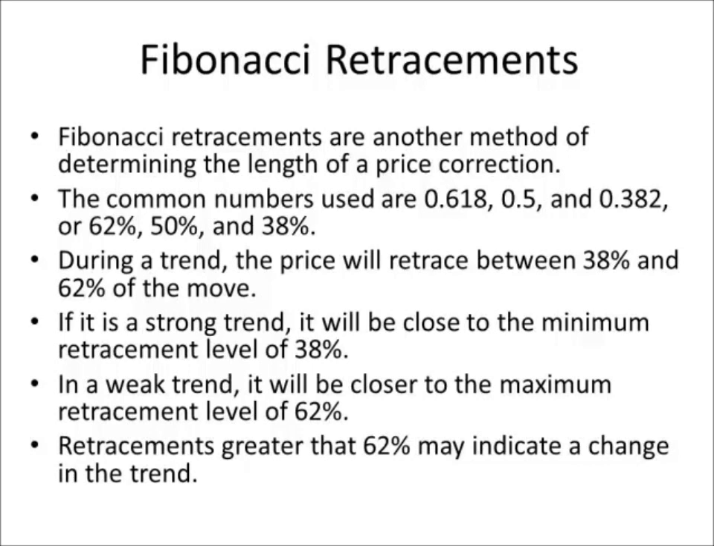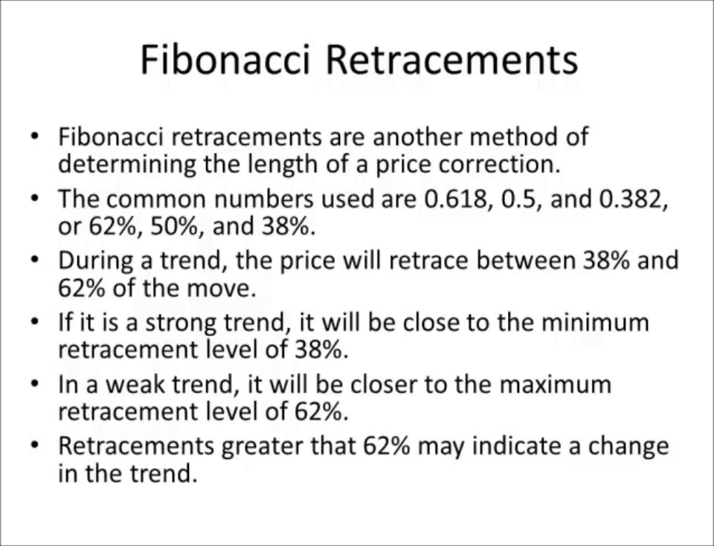If we just look at the top and bottom numbers, that is 62% and 38%, during a trend, we should expect to see the price retrace between 38 and 62% of the move. So in between these Fibonacci ratio numbers, we should see the trend retrace part of the move. If we have a strong trend, then the price will retrace closer to the minimum level of 38%. If we have a weak trend, the price will retrace closer to the maximum retracement level of 62%.